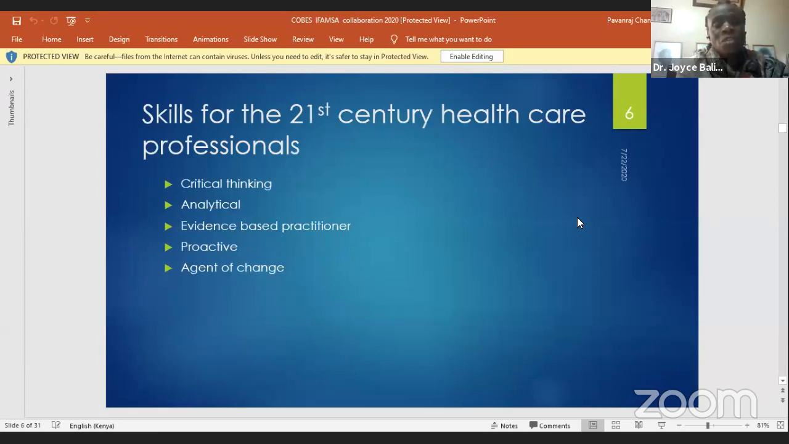So the skills for the 21st century healthcare professional are as listed. There are not many, they're just five. They must be critical thinkers, they must be analytical, they must be evidence-based practitioners, and they must be proactive and, of course, agents of change. Listening to all that, I believe that by the time we're finishing, we should be able to see how these skills will actually be engendered in our products, and by the end of it all, we'll be able to share and understand how we make our researchers critical thinkers, analytical, evidence-based practitioners, proactive, and of course, agents of change.